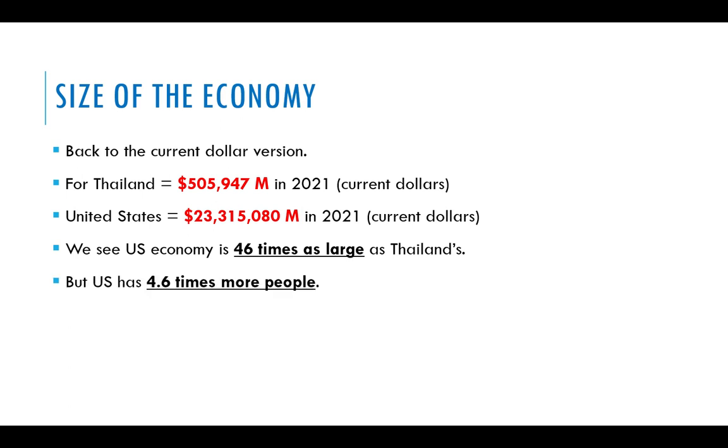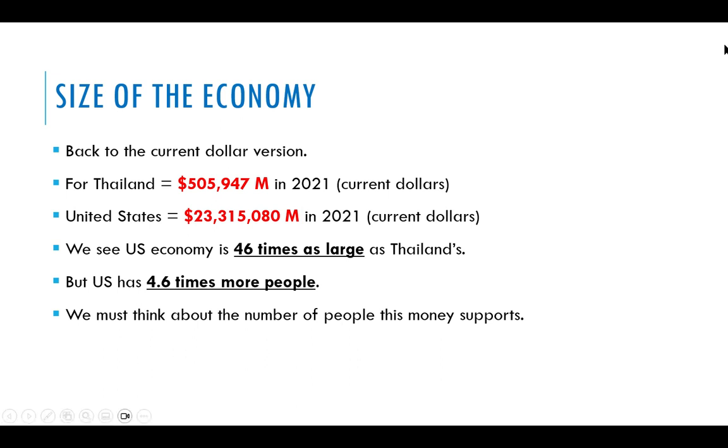But here's the thing. In the United States, we have 4.6 times more people. So is it really fair to just say, look, our economy is 46 times larger? Maybe we need to account for the fact that our money has to go over a whole lot more people, almost 5 times as many people. So we really have to think about the number of people the money is supporting, and that's an important measure. Without thinking this way, the data could be very misleading, right? All we know is that our economy is bigger, but we're also a bigger country with more people.